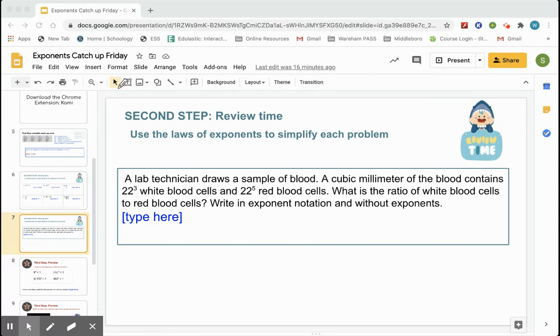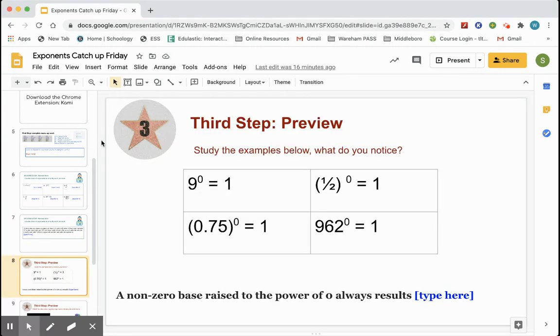Okay, so the last part of this lesson today is the preview lesson. So I want you to study these examples below and think about what you notice. So 9 to the 0 power is 1. 1/2 to the 0 power is 1. 75 hundredths to the 0 power is 1. And 962 to the 0 power is 1. So a non-zero base raised to a power of 0 always equals 1.